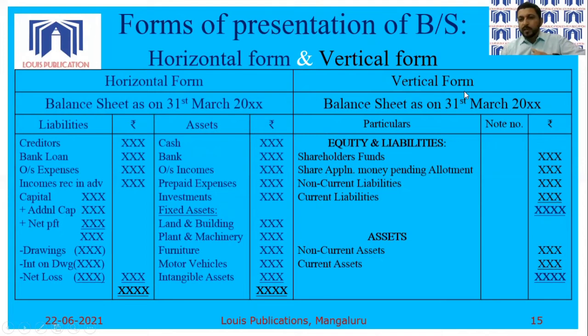Next, we have on the right-hand side in black, what is called the vertical form, where you write items one below the other, not side by side. So balance sheet as on, the heading is the same, then particulars. We have something called note number. I will tell you the relevance of note number. And usually we'll have one more amount column. That is the values of the earlier year, previous year's figures we say. These are the values of the current year that we have.